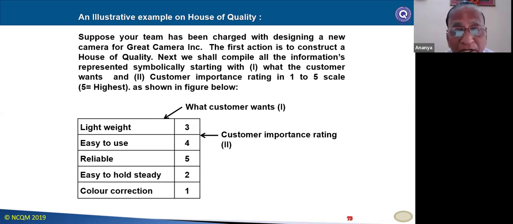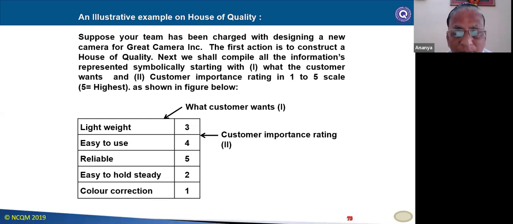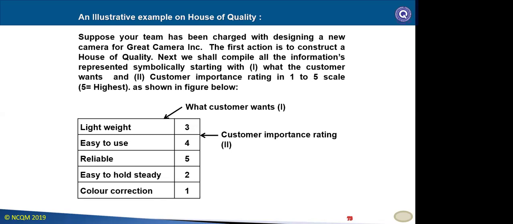Now they have given the importance of this, which is important. Of these 5, 4, 3, 2, they are given some number. Means most important is reliable, followed by easy to use, then lightweight, then easy to hold, and 1. Actually they want everything, but as a design engineer, I have to understand what is most important.